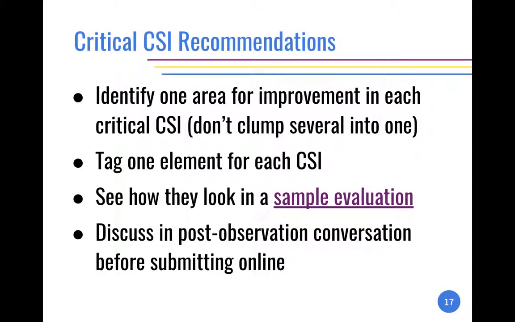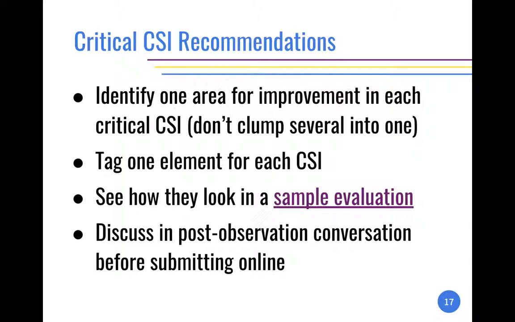So here's our recommendations for writing critical CSIs. Identify one area for improvement in each critical CSI. Don't clump several areas of improvement into one CSI. And the reason for that is we're trying to give really specific and helpful feedback. And what we find is that if you lump several critical things into one CSI, it's very difficult for the teacher to pull out what the discrete area for improvement is and what would help address that area for improvement.